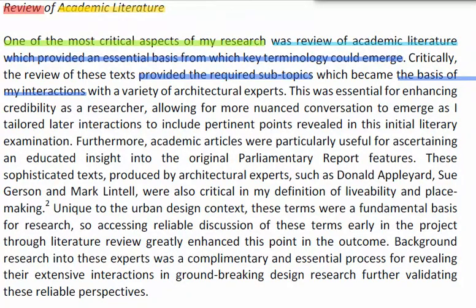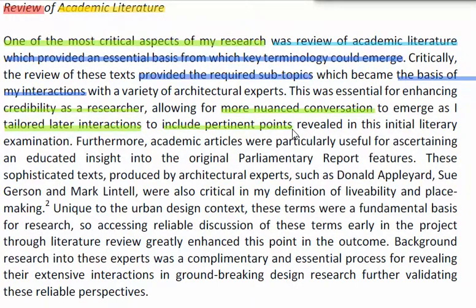Then they explain the effect, and this is the bit that's really important. They don't just say, I prepared for it. They say, why was that so important? Because after they did this, they had better credibility as a researcher, they had more nuanced conversation. Nuance just means detailed. They were able to tailor their interactions to turn it into something specific, including the pertinent points. So they were able to reveal key ideas that they had.